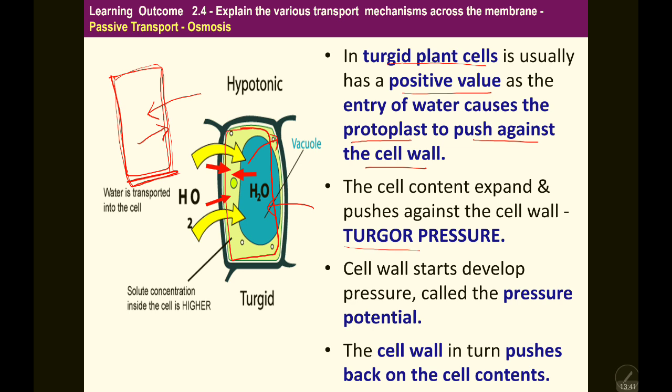So this is called the turgor pressure. In Malay we say that it's segar. So this cell wall starts to develop the pressure called the pressure potential. And now the cell wall will start to push back on the cell content. So when the protoplasm presses against the cell wall, it pushes back against the cell content. So this is called the pressure potential.